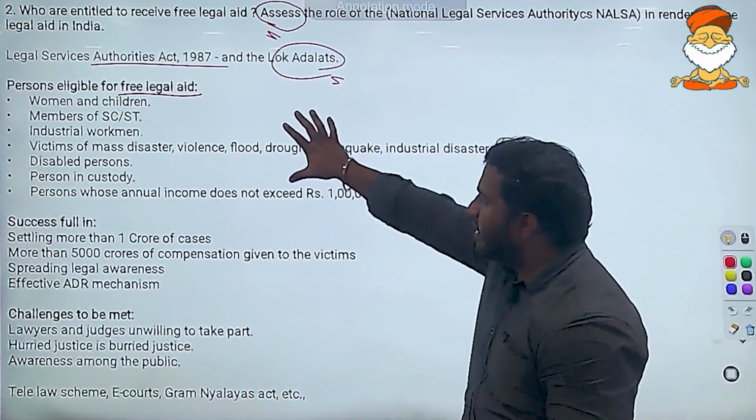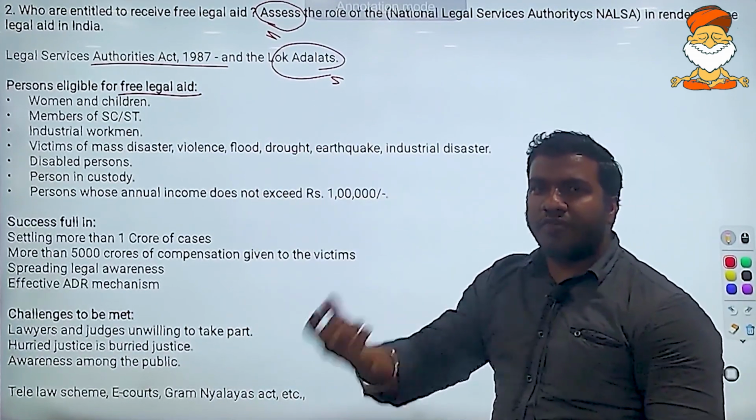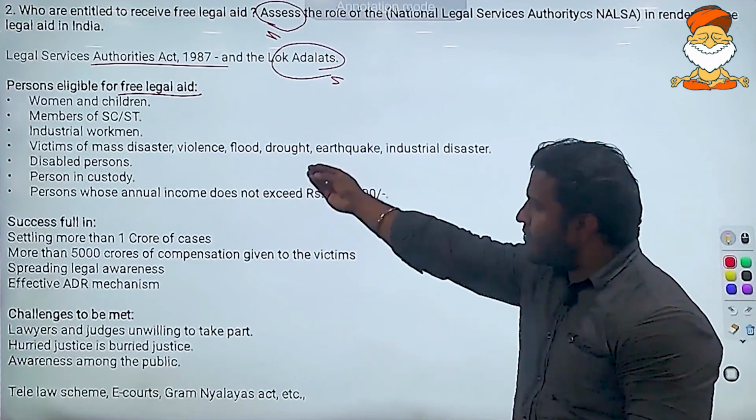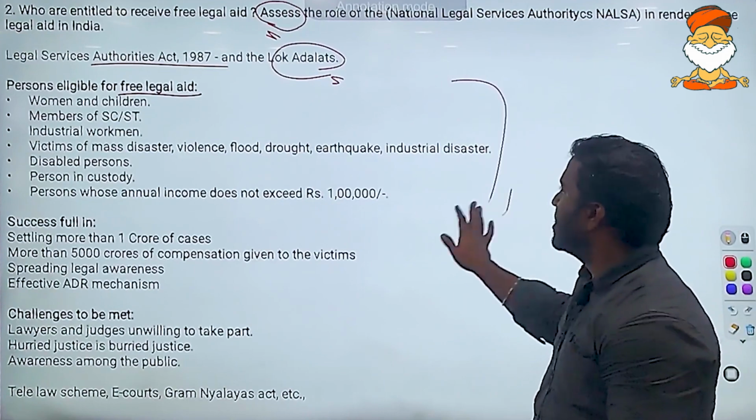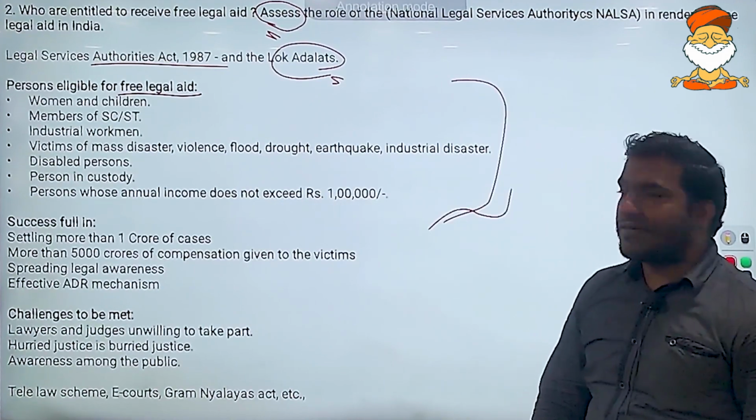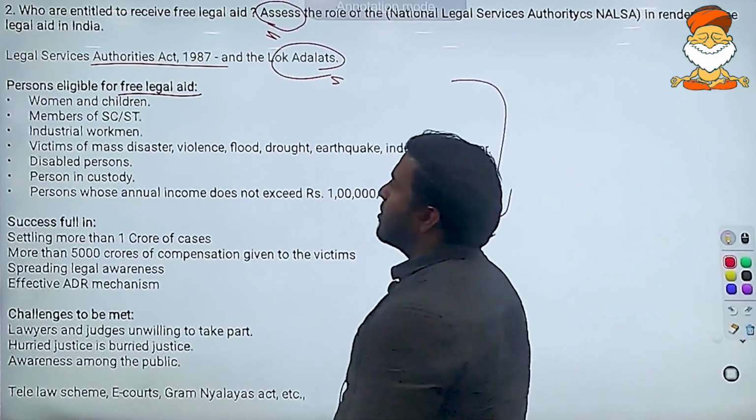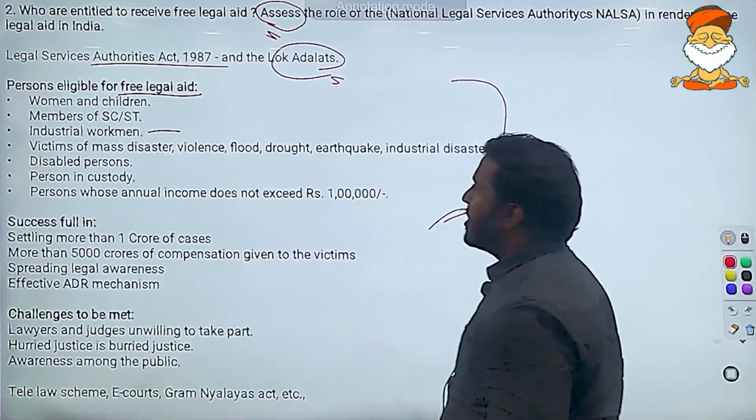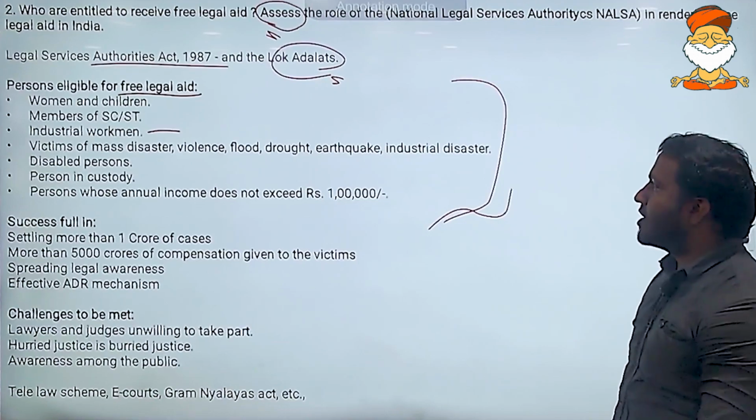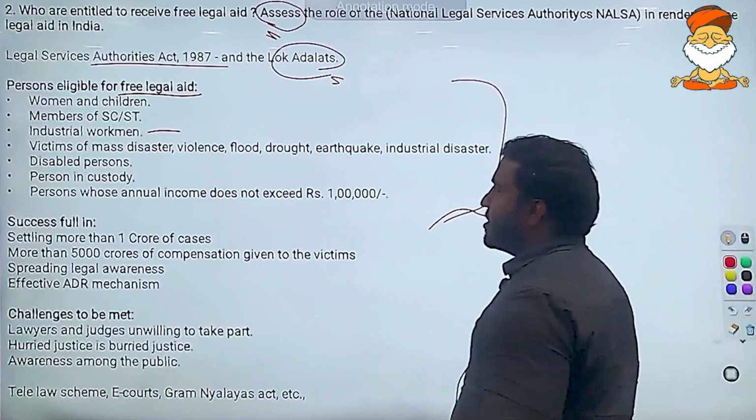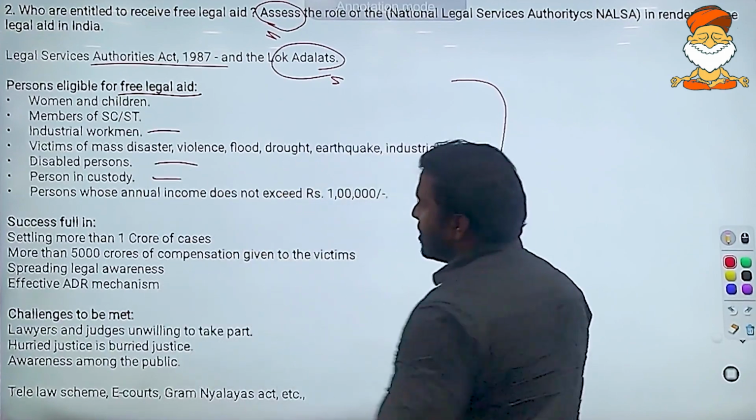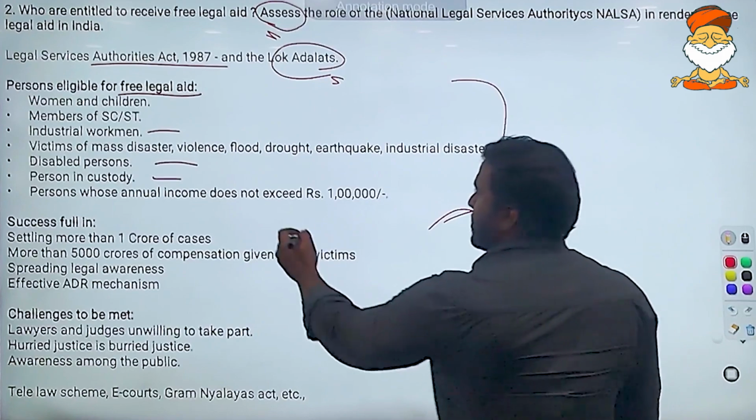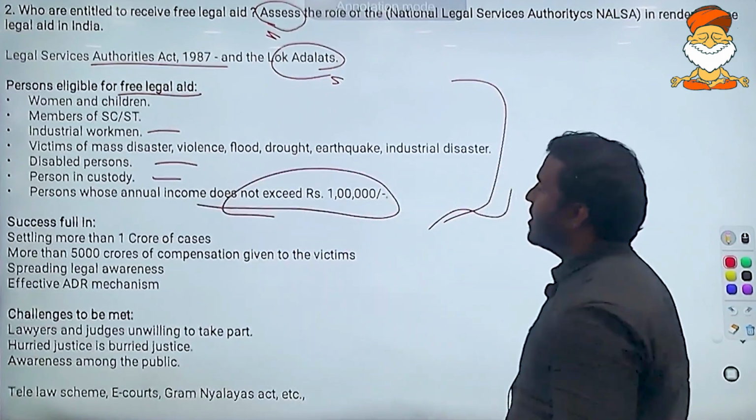This is something from your memory, and if at that point inside the exam hall you are not getting the full memory, write whatever you know. You need not cover all the points; cover some of the points. That is more than enough. Like women and children, members of scheduled castes and scheduled tribes, industrial workers, victims of mass disaster, violence, flood, drought, earthquake and others, disabled persons, and persons in custody, various judicial and police custodies.